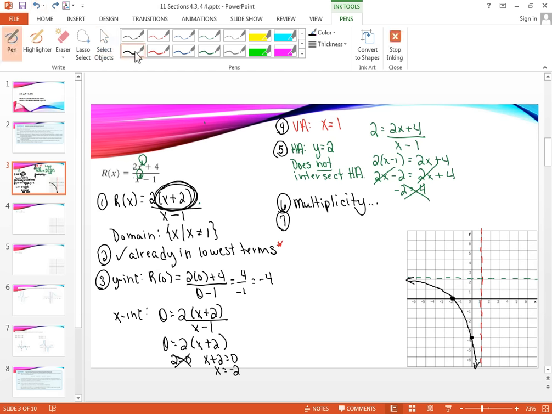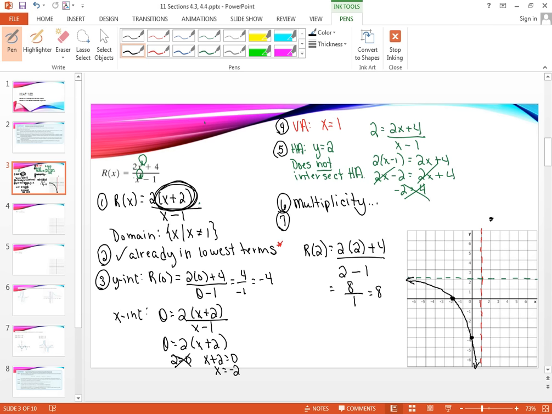All right, so if you want to find out exactly where it goes up in that top corner, you could plot a point. Like for instance, I could do, let's see, 2. Suppose I want to find r of 2. Okay, so it'd be 2 times 2 plus 4 over 2 minus 1, which is 8 over 1, which is 8. So at 2, the y value is 8. That's up here. Sorry that it went off my grid.